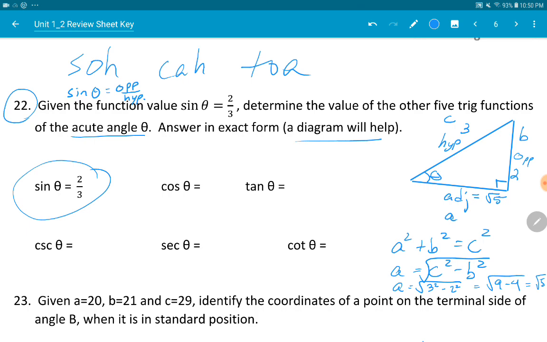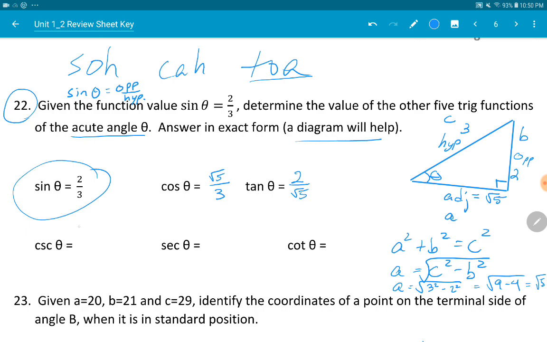Okay, so our cosine is going to be adjacent over hypotenuse. So that's radical 5 over 3. And our tangent is opposite over adjacent. So that is 2 over radical 5.